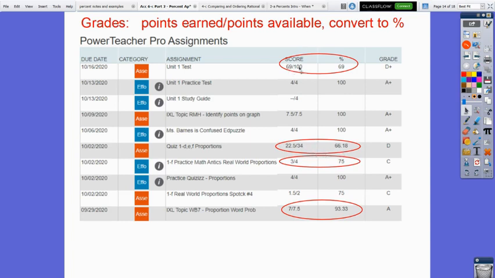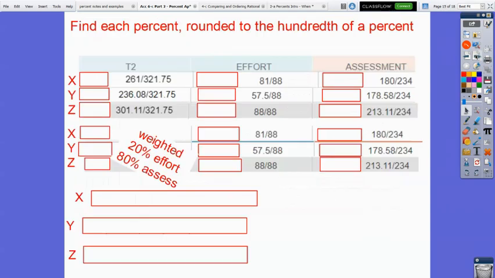So if it's out of 100, 69 out of 100, like this person's test score, that's a 69%. But down here was a quiz out of 34 points, and he scored 22.5. 22.5 divided by 34 is 0.6618, or 66.18%. 3 out of 4 on effort is a 75%, 3/4. Right? 7 out of 7.5 points on this IXL topic, back when I used to have them work for 75s, is 93%. So calculating grades is a common case of finding the percent.